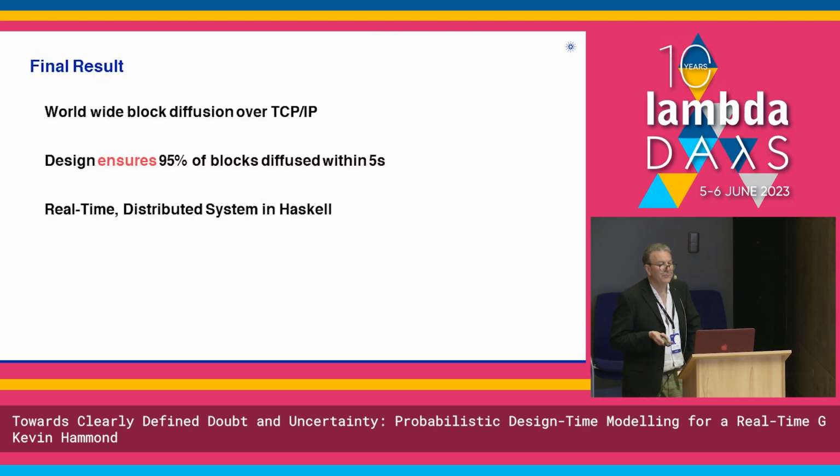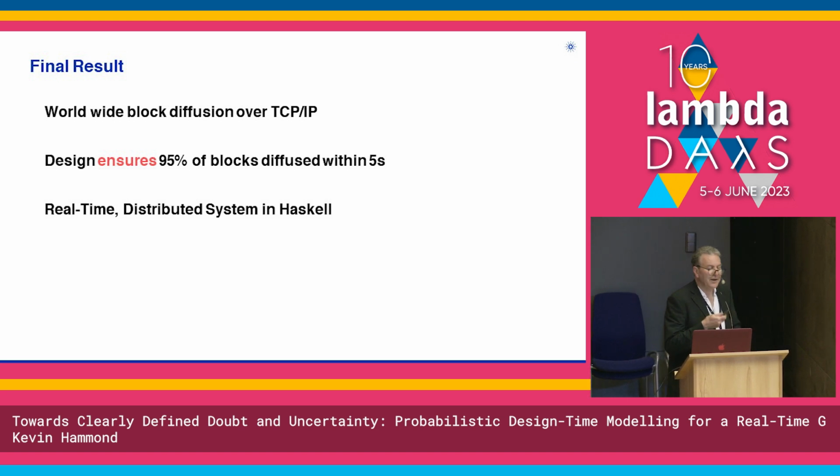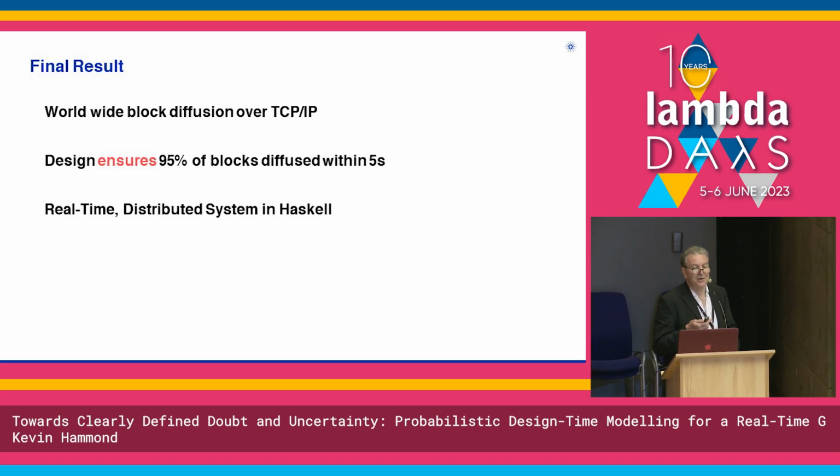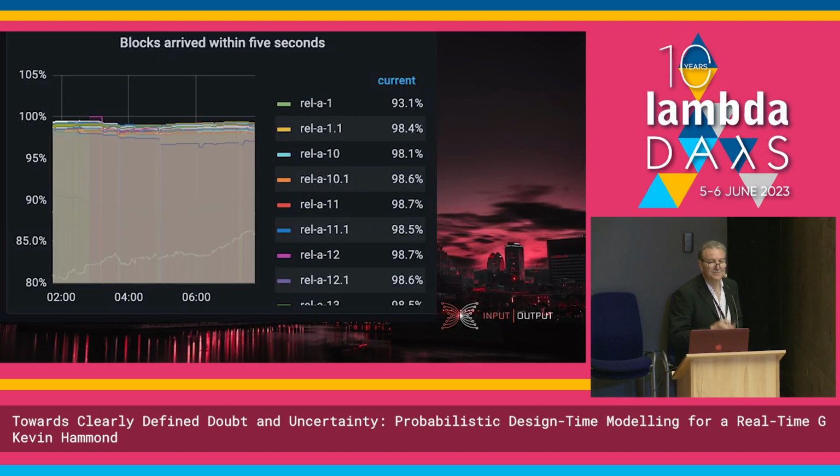So the final result: worldwide block diffusion over TCP/IP. The design ensures 95% of blocks are diffused within 5 seconds, and we've got a real-time distributed complex system that's been written in Haskell. Pretty good achievement.